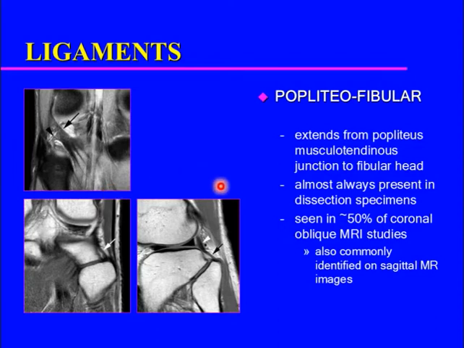Popliteofibular, again from the name, it's the popliteus muscle to the fibular head. Almost always present in dissection specimens and in up to 50% of coronal oblique MRI studies. It's also commonly identified on sagittal MRI images. You can see it here, popliteus muscle to the fibula. You can see this is the tendon, the popliteus extends to the fibula. It's attached like that.